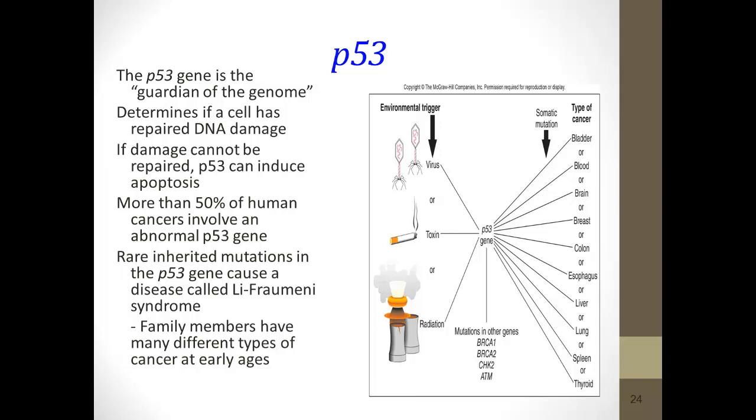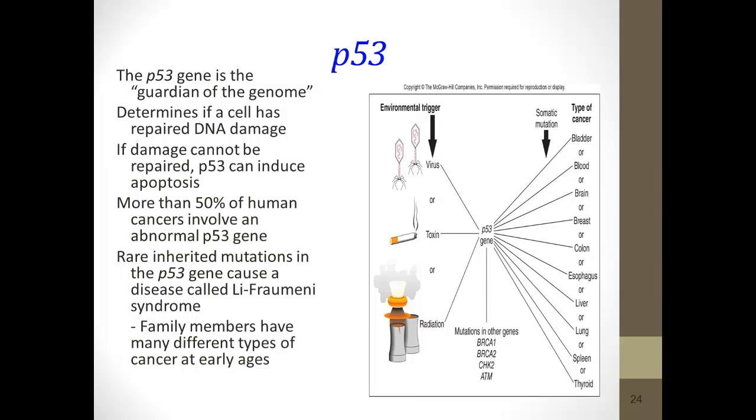We have the P53 gene, named the guardian of the genome. This gene can determine if cells have damaged DNA or if the DNA needs to be repaired. If it notices damage, it will induce apoptosis. In more than 50% of cancers, there is an abnormality of this P53 gene. So it cannot necessarily pick up that there is a cancer or damaged DNA, and so it does not induce the apoptosis that would normally occur.